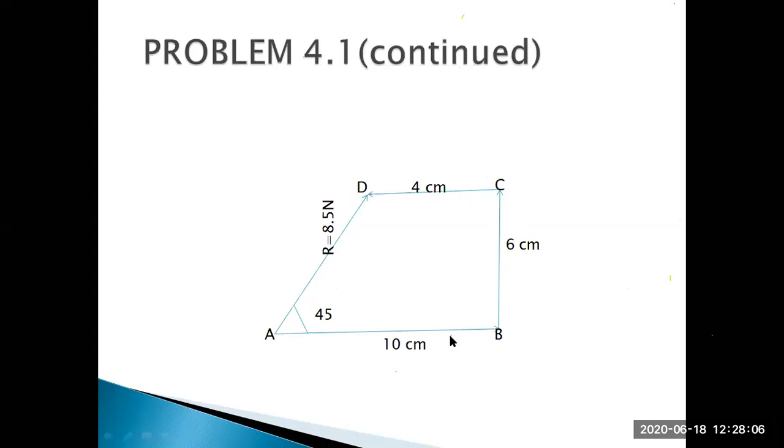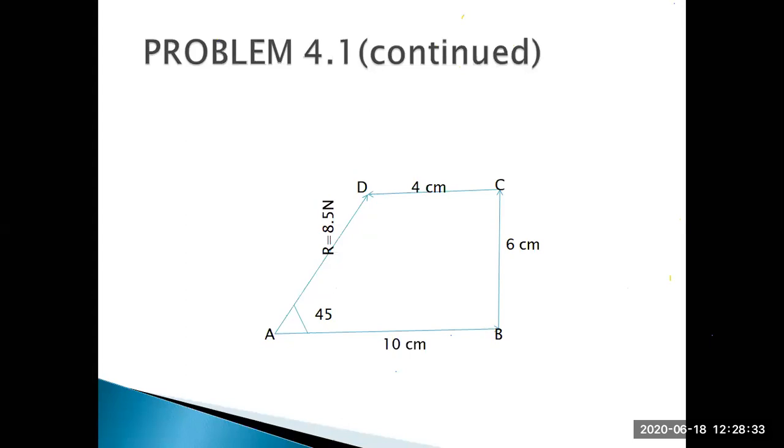This direction is the positive x-axis. AB is towards the positive x-axis. Then the BC line is 6 centimeters, and this is along the y-axis. And then CD is along the negative axis. Okay. So at the last, what will I do? I will draw the resultant with the help of the scale. I will join point A to point D and then measure with the help of the scale.